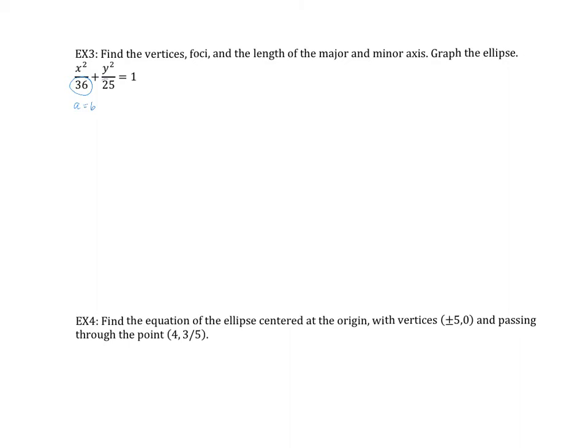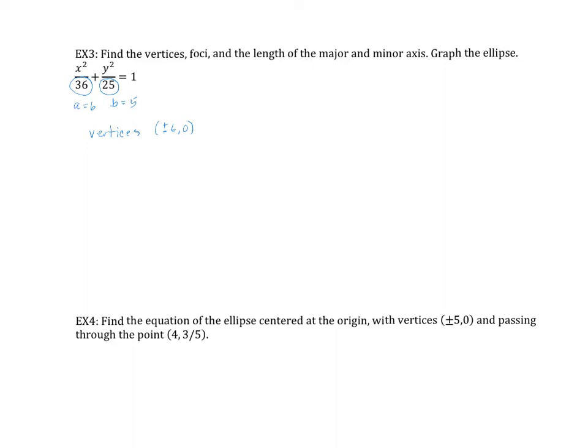And then the 25 would have to be the b value. So that means 25 is b squared, sorry. So b is equal to 5. My vertices are going to be x values because the 36 is under the x. So the vertices are simply plus or minus 6 comma 0. They're x values.